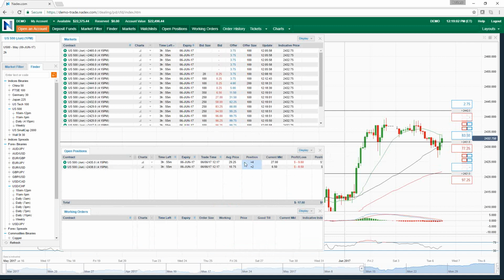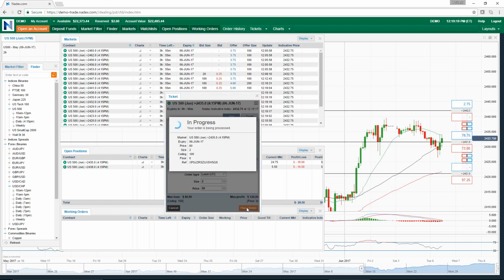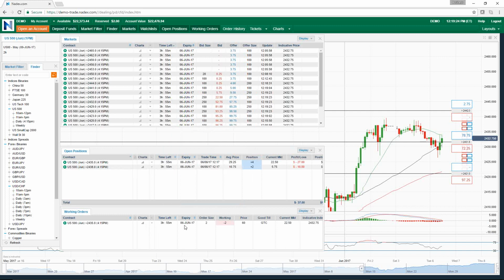What I like to do is take half of my profit. Since I bought them at 30, I want to take half profit at 60. So I'll go in here and get my sell set up at 2 contracts, and I'm going to get this set up at the price of 60, and I'll place that order, and that gets my break even set up automatically without me even tracking it.